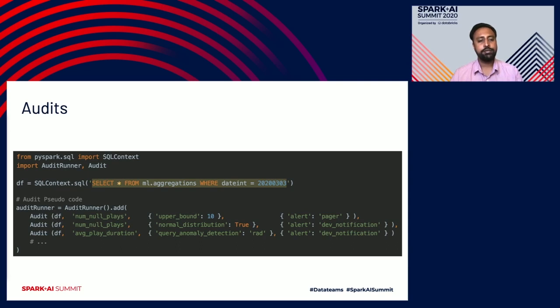You can see here we have an audit on the number of null plays. There's an upper bound threshold. If it exceeds the upper bound, we would trigger some sort of a pager alert. And you can do fancier things like anomaly detection and then trigger some sort of an alert based on that, right?